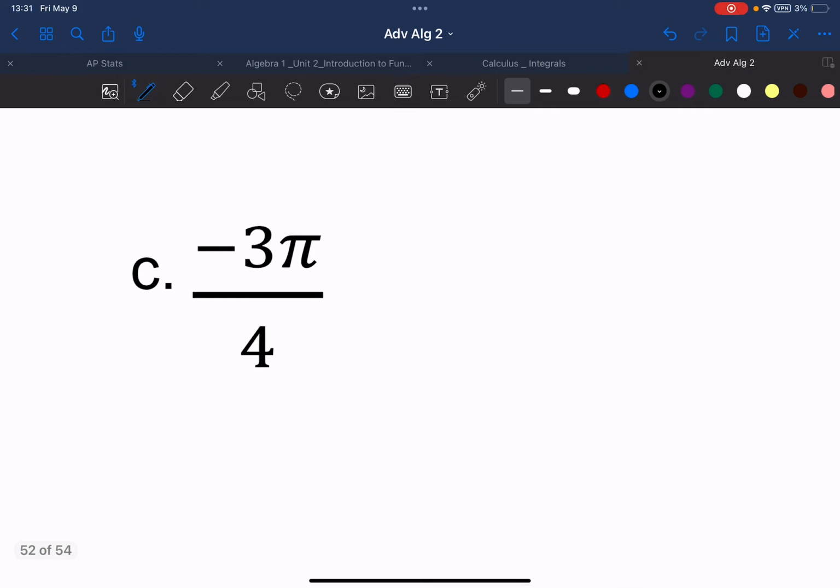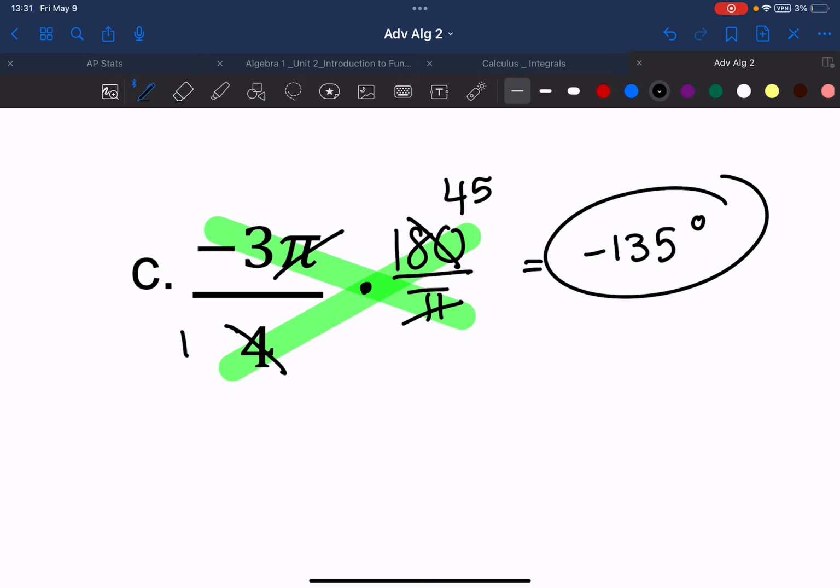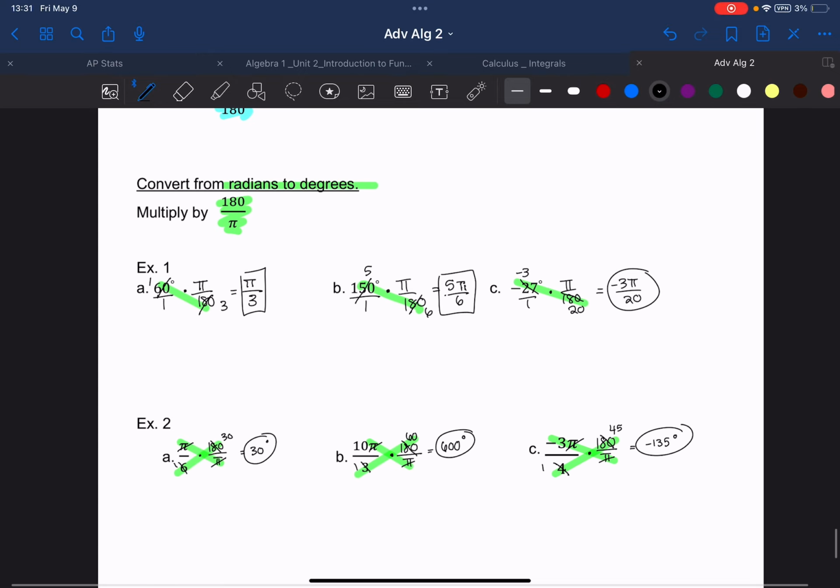Okay. Now I have negative 3 pi over 4, so I'm going to multiply it by 180 over pi to turn it into degrees. Looking at the diagonal, the pi's cancel out. And then looking at the other diagonal, we know that 4 goes into 180 45 times. And then we just multiply across. So negative 3 times 45 gives us negative 135 degrees. Okay. So that's the first part of the notes.